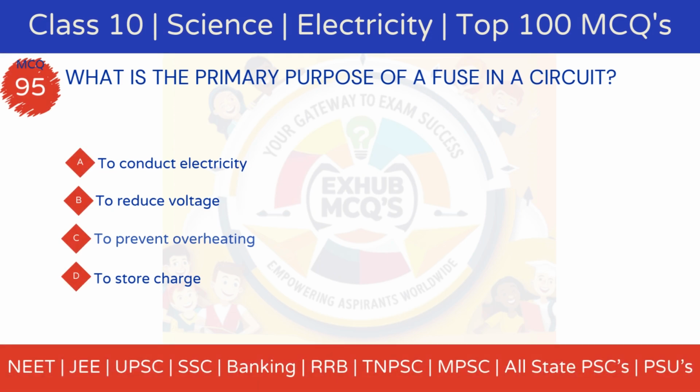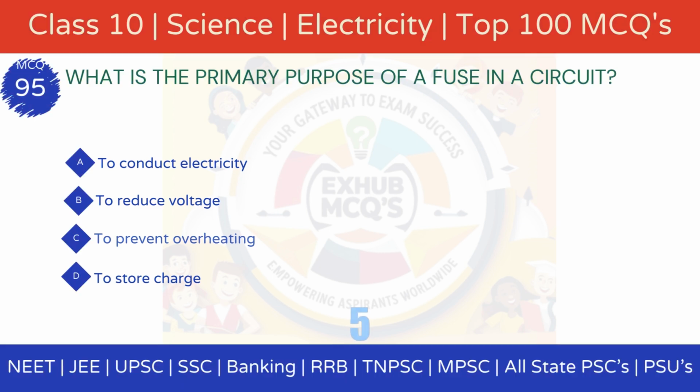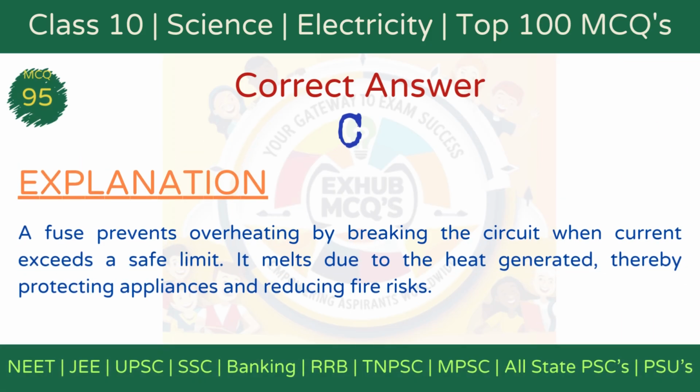MCQ 95. What is the primary purpose of a fuse in a circuit? Option A, to conduct electricity. Option B, to reduce voltage. Option C, to prevent overheating. Option D, to store charge. The correct answer is option C, to prevent overheating.